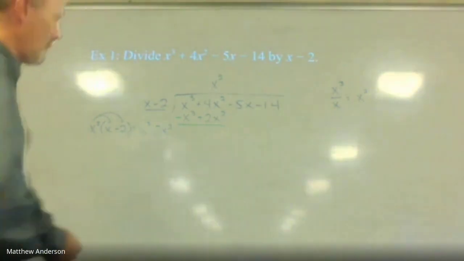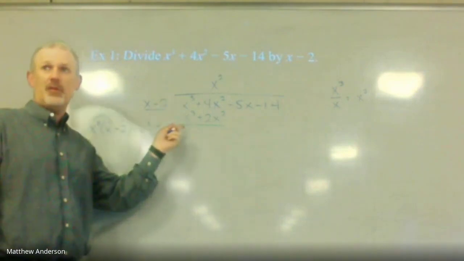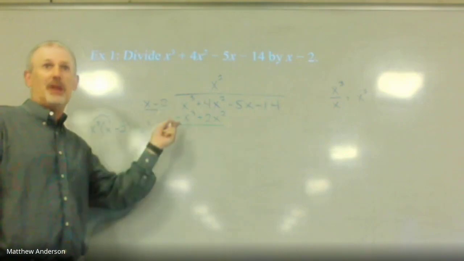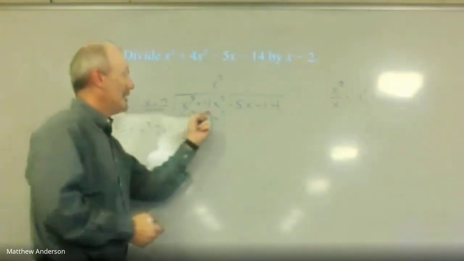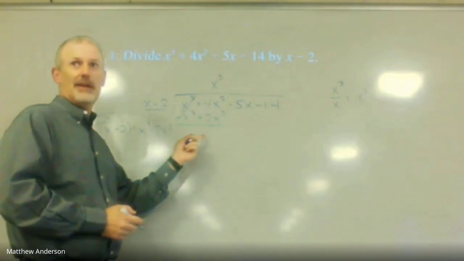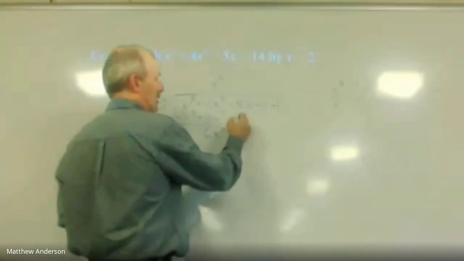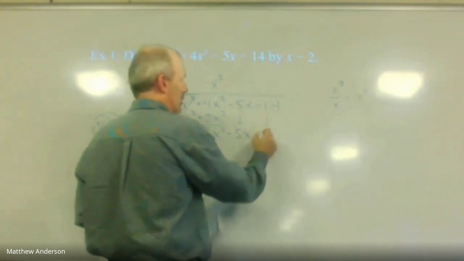Okay, so then look at what happens to these x cubes. What happens to them? X cubed minus x cubed, they cancel. That's exactly right. And that's the goal. We want to cancel out one term at a time. Now we take the x squareds. What happens when we add those together? What do we get? Yep, 6x squared. And we bring down the minus 5x. And we can go ahead and bring down the minus 14.